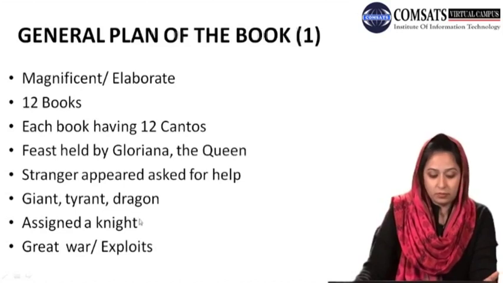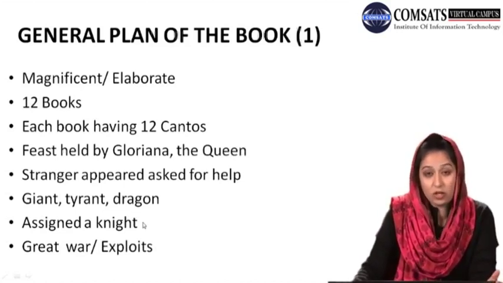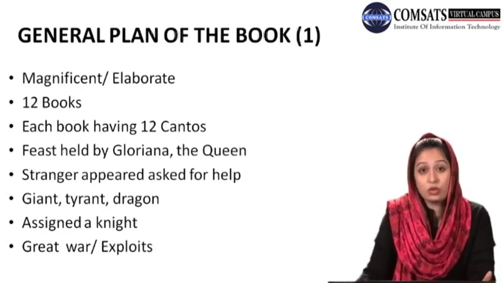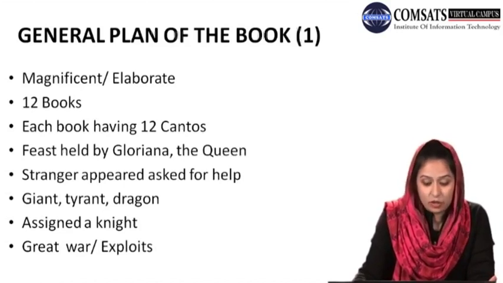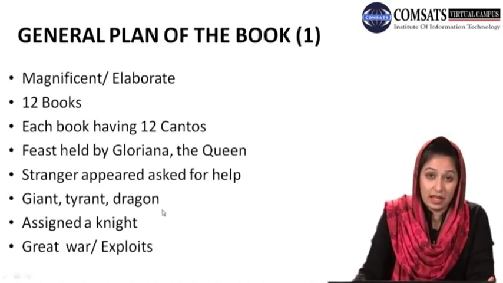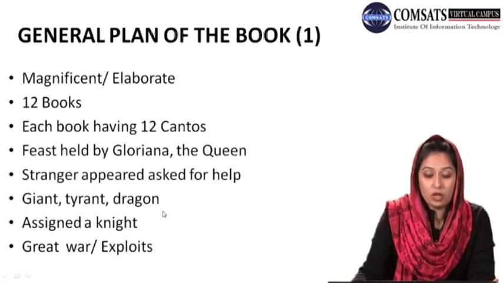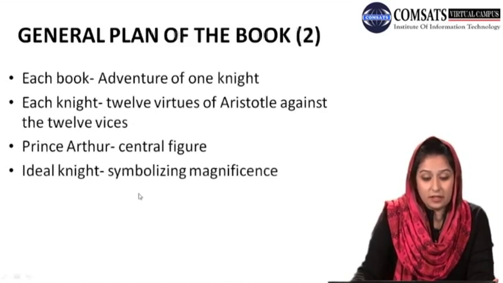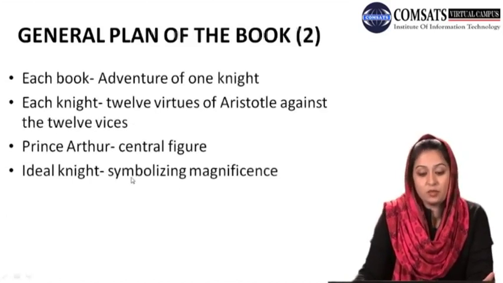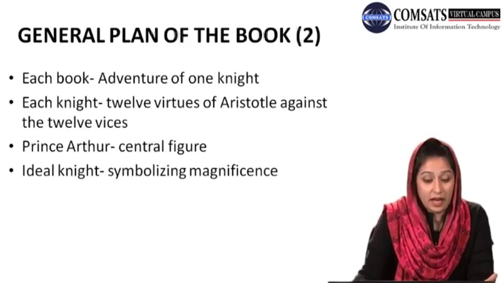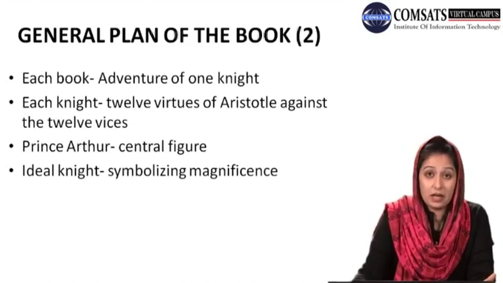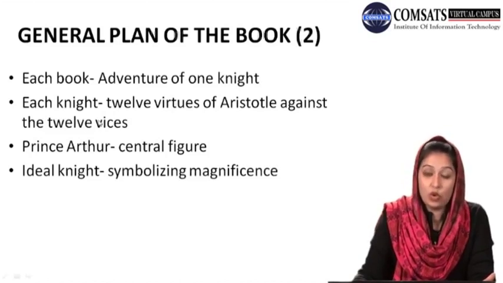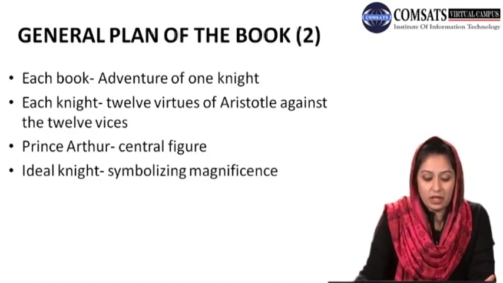So there would be great wars or exploits of these soldiers, these knights. So each book would discuss the great wars and exploits of the soldiers and knights. Each book will have a knight, and it will discuss the adventure of one knight. Each knight will symbolize 12 virtues of Aristotle against the 12 vices.